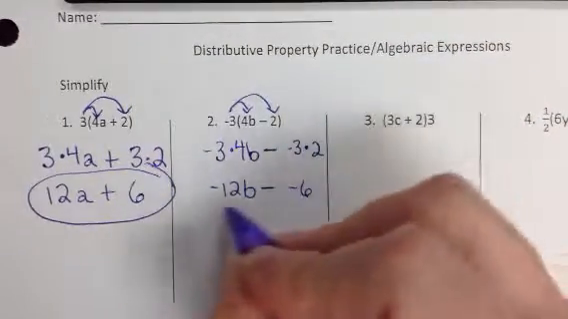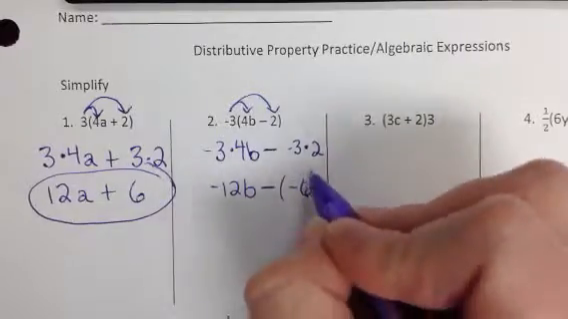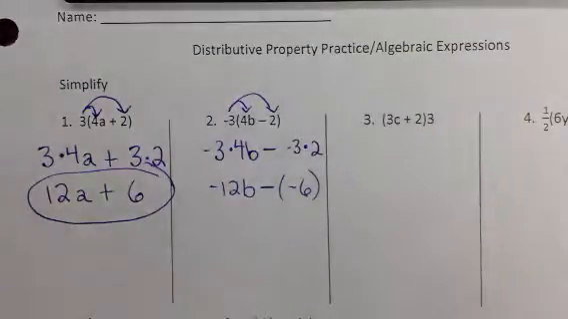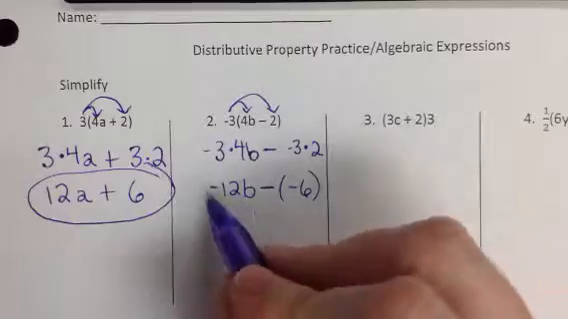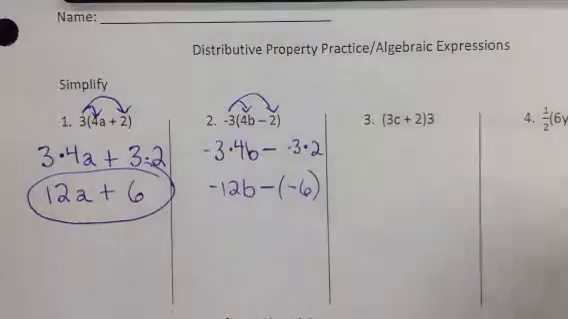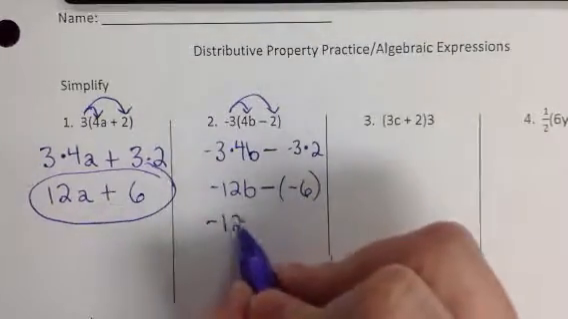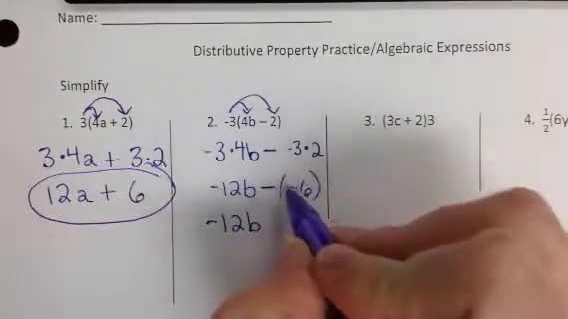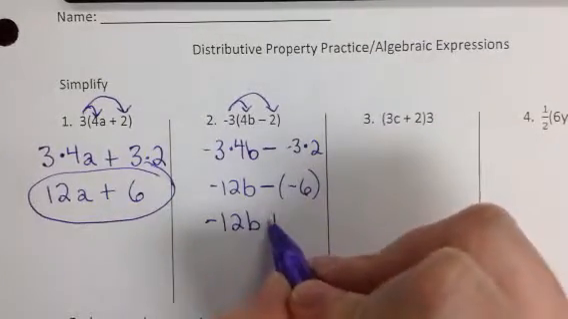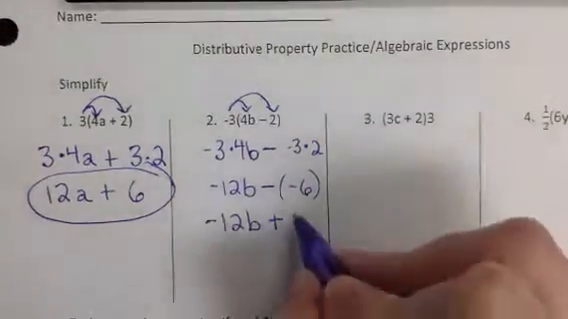Now whenever you're having signs besides signs, it's good to separate it with parentheses. To get this to be in the very simplest form, it would be negative 12B. A minus, a negative is the same thing as a plus 6.